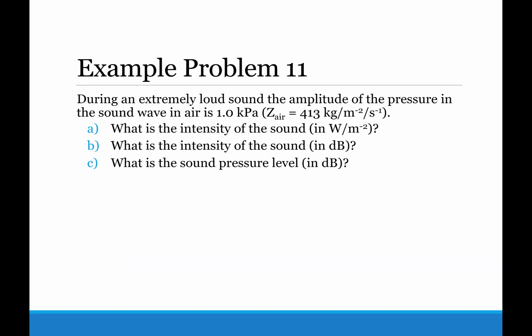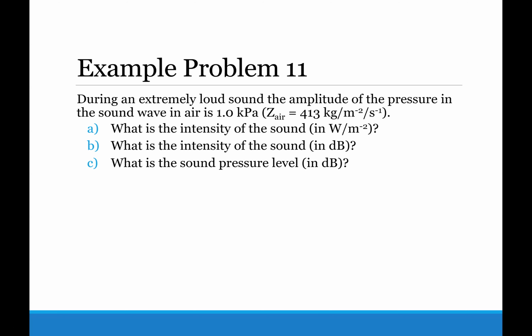Example problem 11 is putting together all three steps from problems 8, 9, and 10 into one problem. So the problem reads, during an extremely loud sound, the amplitude of the pressure in the sound wave in air is 1.0 kilopascals, and then it gives us the Z value for air, which we've previously seen.